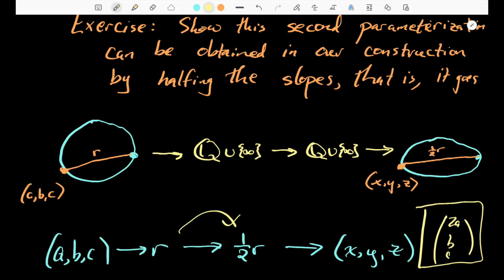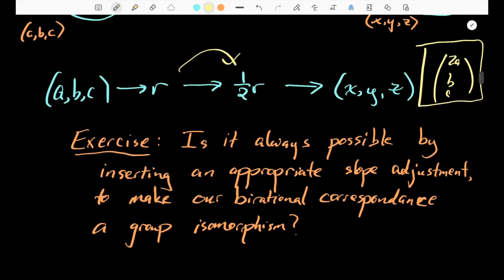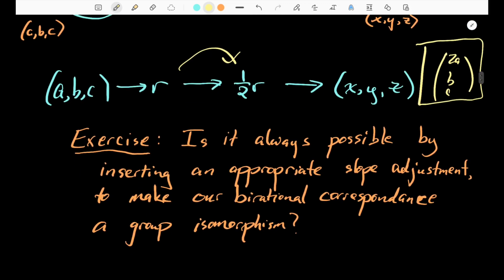And so that leads us to our final question, which is, is that enough? Is it always possible that by inserting an appropriate slope adjustment like that, you can make our birational correspondence into a group isomorphism? So, is that enough? Are there more obstructions?